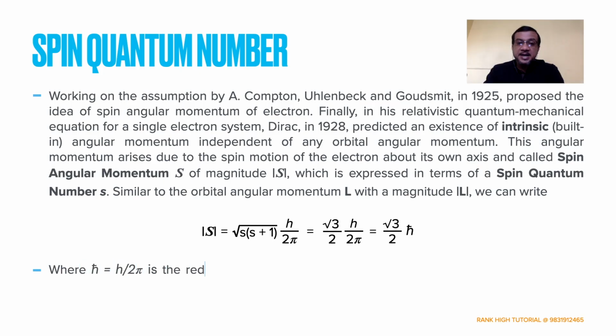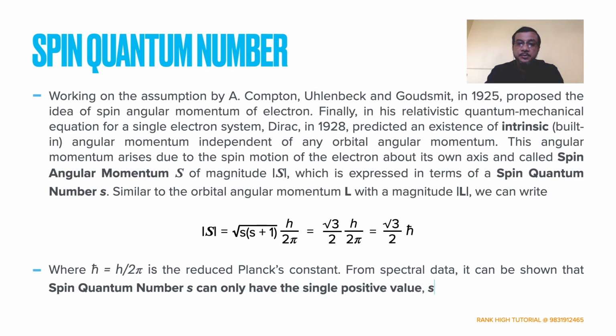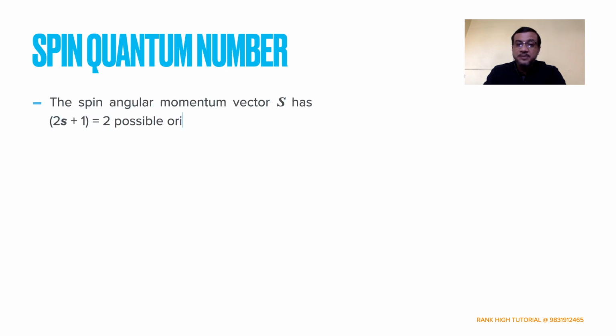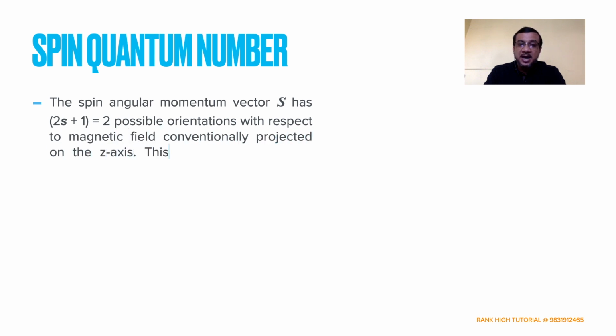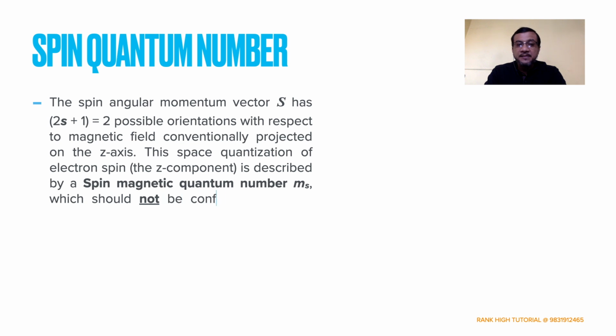From the spectral data, it can be shown that the spin quantum number small s can only have a single positive value, that is small s equal to 1 by 2. The spin angular momentum vector capital S has 2 into small s plus 1 possible orientations. If we put the spin quantum number plus half in this expression, we get 2 possible orientations of the angular momentum vector capital S with respect to the magnetic field, conventionally projected on the z-axis.